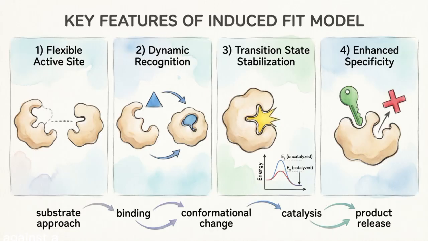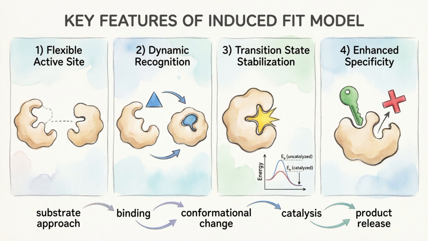functions. The image is divided into 4 vertical panels against a light blue background. Panel 1 is labeled Flexible Active Site. It shows a beige enzyme structure. A dotted line indicates the initial shape of the active site, while a solid line shows how the enzyme changes shape to accommodate the substrate.